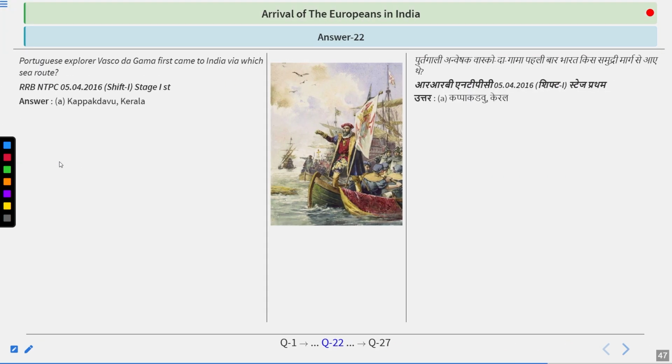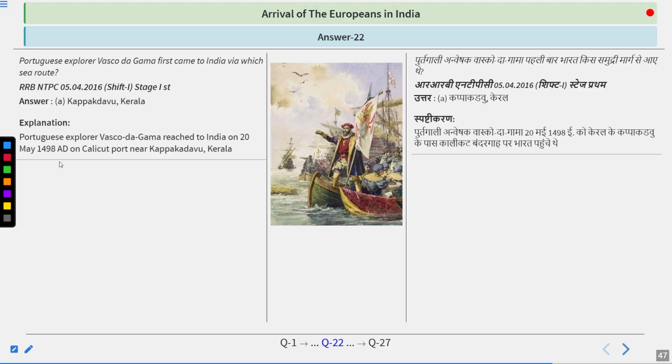Answer is Kappa Kadavu, Kerala. So Portuguese explorer Vasco da Gama reached India on 20th May 1498 at Calicut port near Kappa Kadavu, Kerala. And the answer is Kerala.